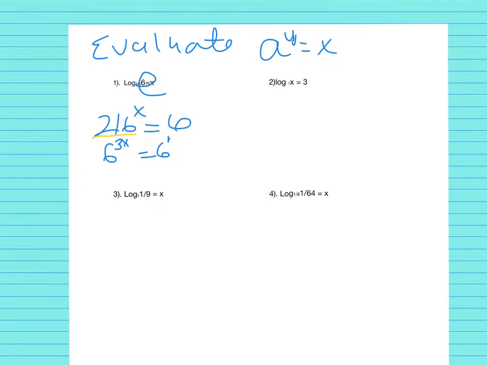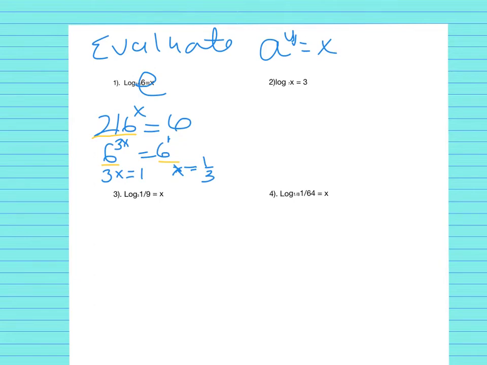So now, since the bases match, remember we can take and make the exponents match. So I have 3x equals 1, and then solve for x, so x is 1/3. Okay, so that's one example.